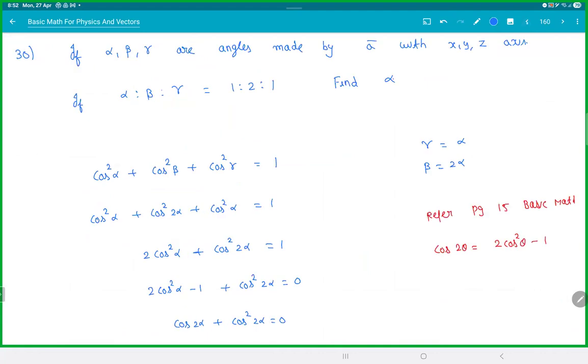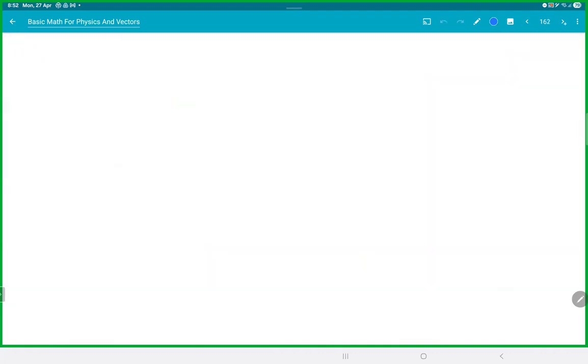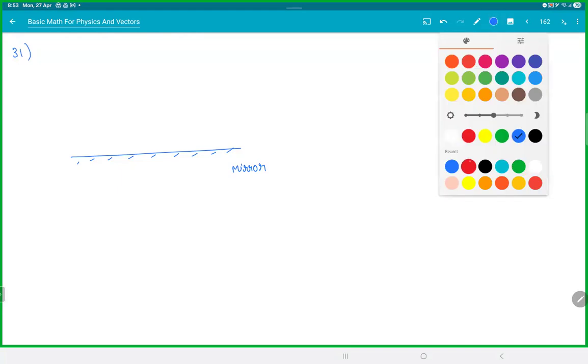Next one. Now let's see how they'll ask this in physics. Not the exact one, but how will dot product be in physics? Let's say we got a mirror. Like I said, vectors is just nothing but a tool, right? It will come as a part of something else. You will never get a question of pure vectors in physics.